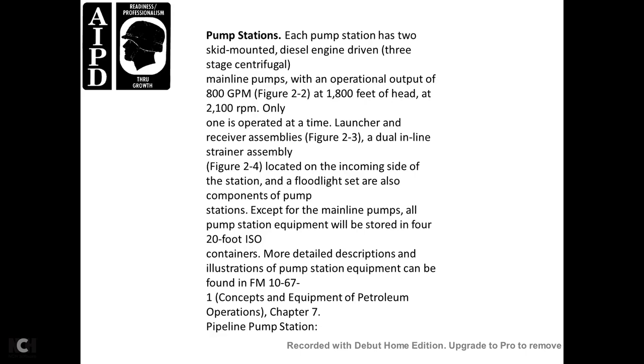Pumping station. Each pumping station has 2 skid mounted, diesel engine driven, 3 stage centrifugal mainline pumps with an operational output of 800 gallons per minute at 1,800 feet of head at 2,100 RPMs, as operated at the time of the launcher. The receiver assembly of the dual line strainer assembly is located on the incoming side of the station. A floodlight set is also a component of the pump station, except for the mainline pumps. All pump station equipment will be stored in 420-foot ISO containers. More detailed descriptions and illustrations of the pump station equipment can be found in Field Manual 10-67-1, Concepts of Equipment of the Petroleum Operation, Chapter 7, Pipeline Pumping Station.